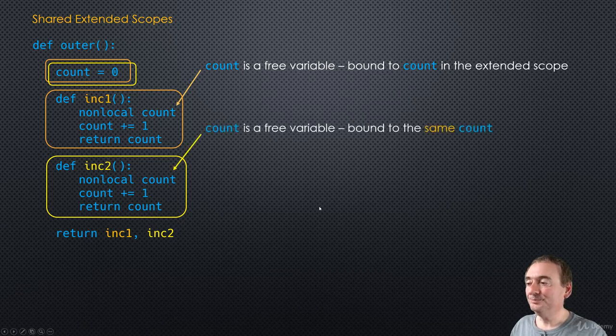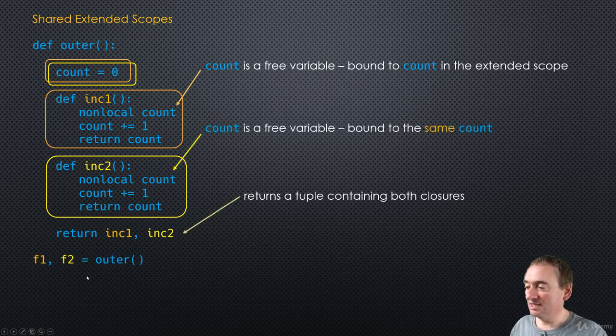And now we can return the two closures in a tuple. So if we do that, then we can call outer and unpack the tuple into the labels F1 and F2. F1 is going to be the closure inc1 and count, and F2 is going to be the closure inc2 and count, but the count is going to be the same between the two. So now if we call F1, we get 1. If we call F2, what do we get? Well, it's the same count, right? So when F1 is finished running, what's count equal to? 1. When we call F2, we're calling inc2.